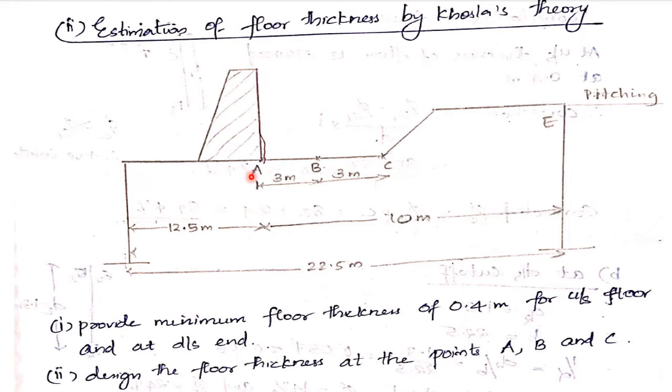Next we have to find the thickness at points A, B and C. Here A is a point at the toe of the crest wall, then B is a point 3 meters from the toe of the crest, and C is a point 3 meters from B. So we have to find the thickness at A, B and C.